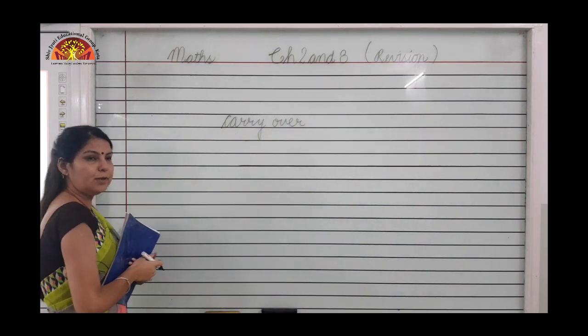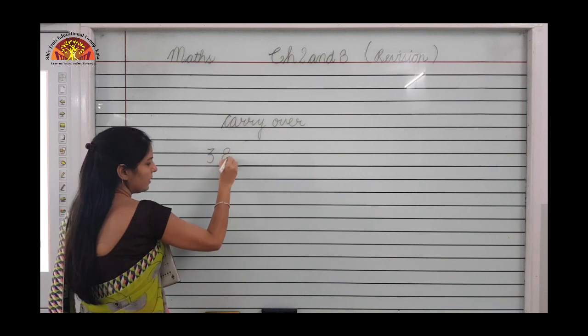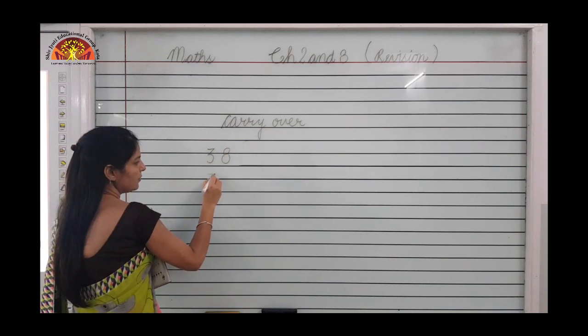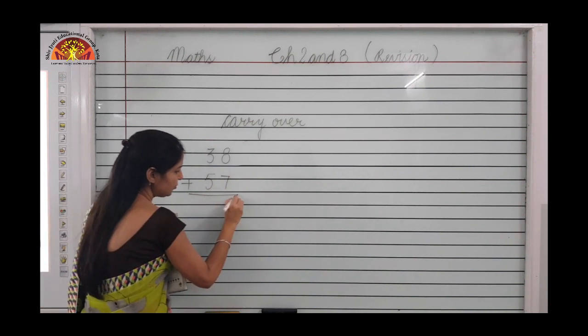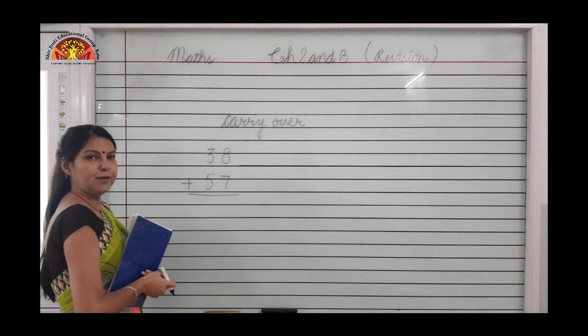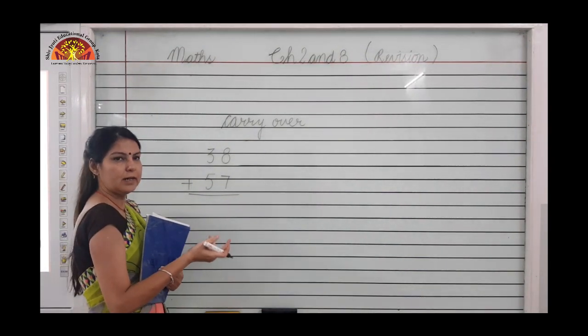I am writing 2 numbers on the board. First number is 38 and second is 57. Now we are going to add these numbers. What will we do? We will keep the bigger number in our mind and move forward after that.